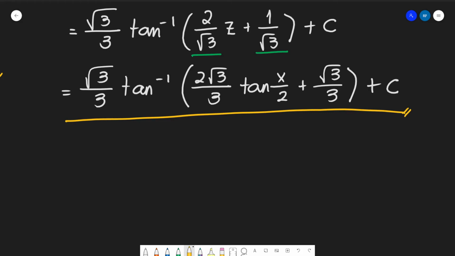So I hope you guys got the concept ng Weierstrass and the mga algebra behind it. You need to review the algebra behind it because if your foundations are not solid enough, we will not be able to solve the integrals properly.